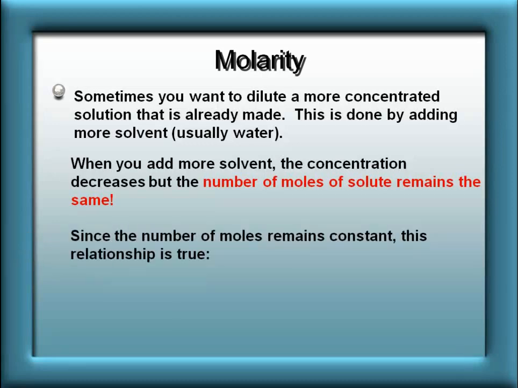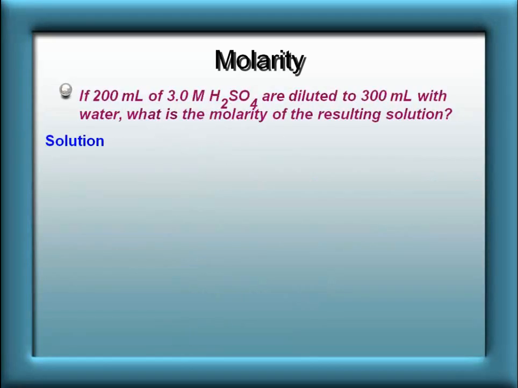We're adding more water. So since the solute controls the number of moles in molarity, it's not going to change. And since the number of moles will remain constant, we can use the dilution formula, M1V1 equals M2V2, to figure out a new concentration or to figure out a volume of solvent that we're going to need to add to get the new concentration. So let's take a look.